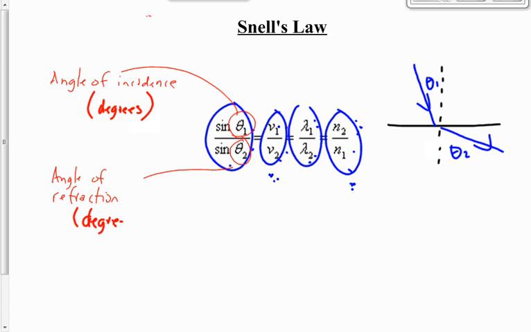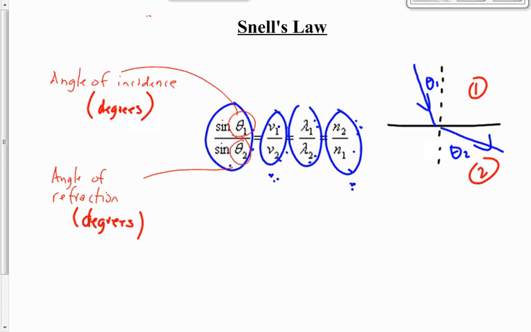Now, I want you to take a quick look at this diagram for a second. In this particular case, the angle increased. If the angle increased, theta 1 is smaller than theta 2, then what do you think happened to the speed? Did the speed of light increase or decrease when it went from medium 1 to medium 2? No, it increased. If theta goes up, then V has to go up. Wavelength would also go up. What happened to N? It went down. Everything's directly related except for index of refraction. As V goes up, lambda goes up, theta goes up, N goes down. So in this case, theta increased, V increased, lambda increased, N decreased.